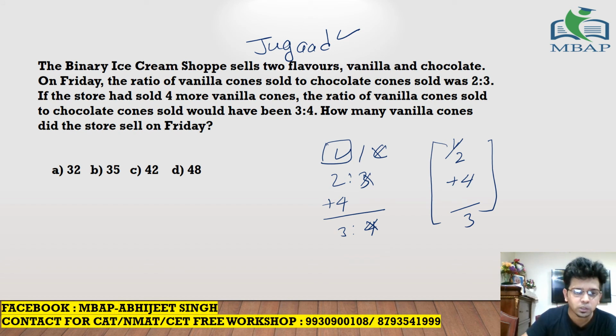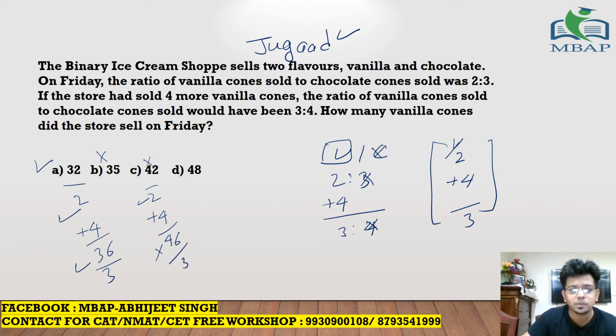Let's say 32. Is this value divisible by 2? Yes. If you add 4 more, the new value will become 36. Is 36 divisible by 3? Yes. So this could be an answer. What about 35? Is it divisible by 2? No. So you will not even invest time to check this option. Next option, 42. Is it divisible by 2? Yes. Good one. Let's add 4 more and the new value becomes 46. Is 46 divisible by 3? No. So this cannot be the answer.